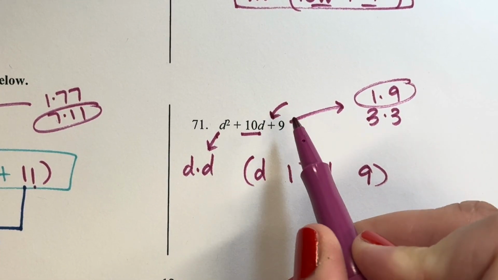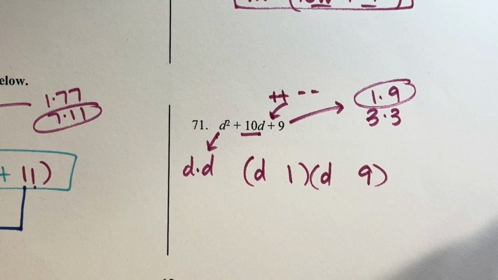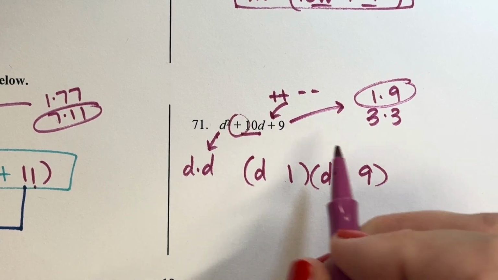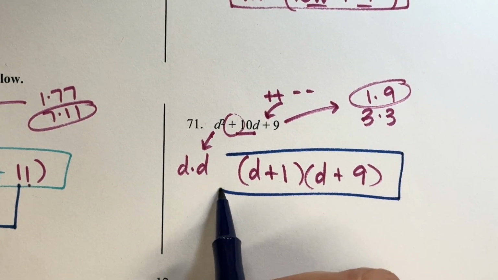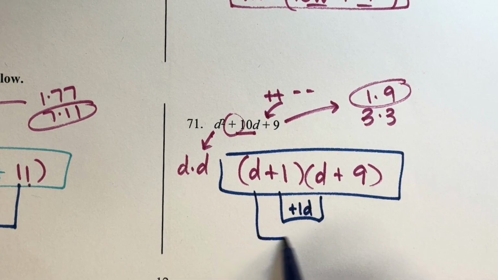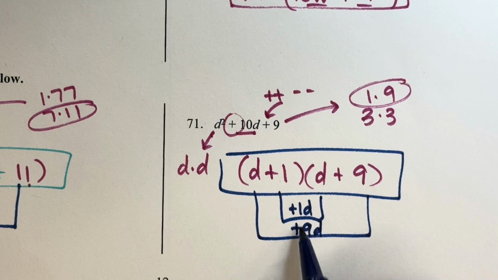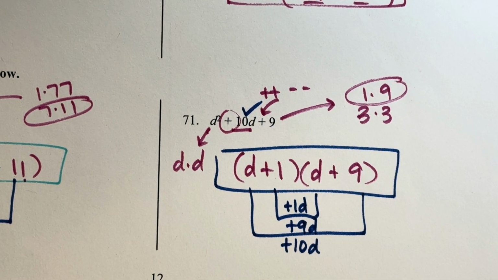The last sign is a plus sign. That tells me that the signs inside are either going to be plus plus or minus minus. So I look to the first sign, it's a plus, so I'm going plus. So this is my answer, but I should check my work. 1 times d is 1d, d times 9 is 9d, and together those add up to make 10d, which is our middle term, so we did that correctly.